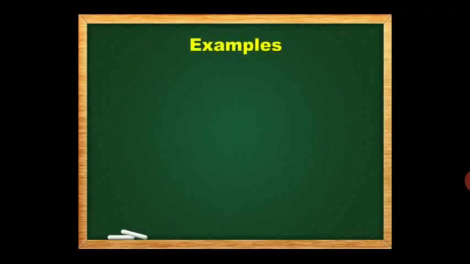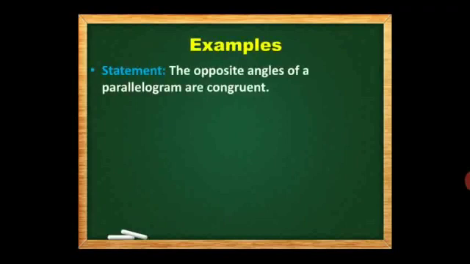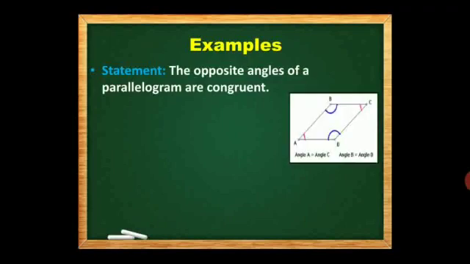So, here is first example. A statement is given, the opposite angles of a parallelogram are congruent. Now here, in this figure, a parallelogram ABCD is shown with identical pairs or congruent pairs of opposite angles. Angle A is equal to angle C and angle B is equal to angle D. Now, let us convert this statement into conditional statement.